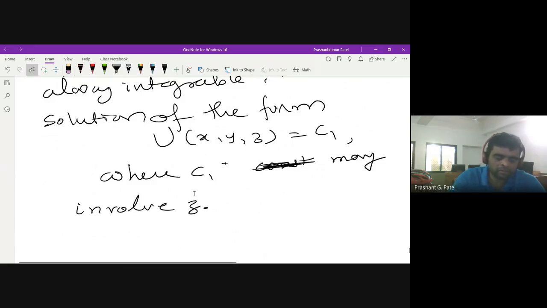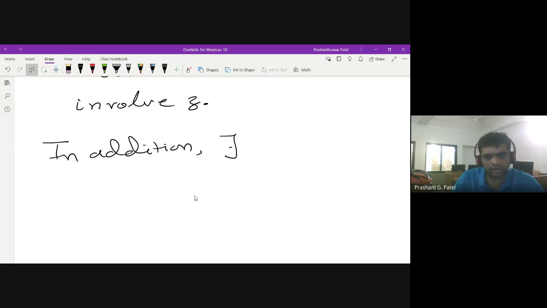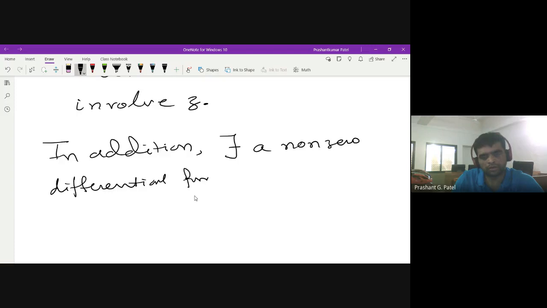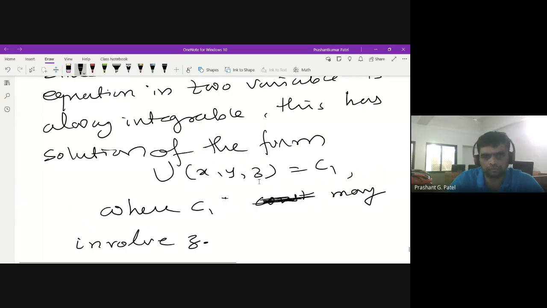In addition, there must exist a non-zero differentiable function mu such that del u by del x is equal to mu P and del u by del y is equal to mu Q. Why? Because that is the solution of this one.